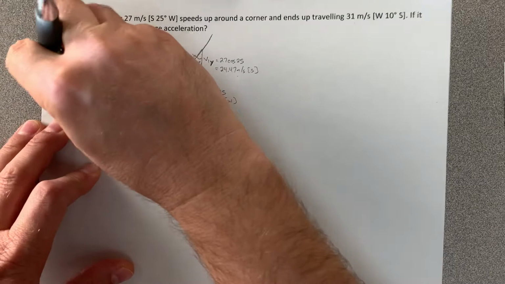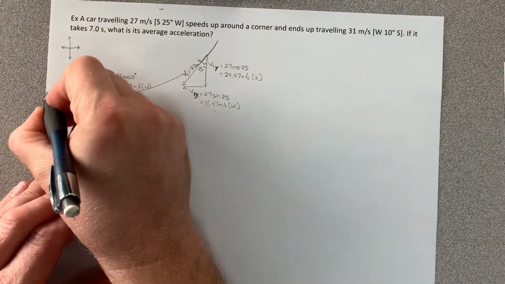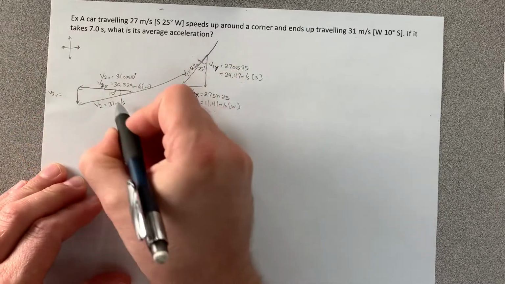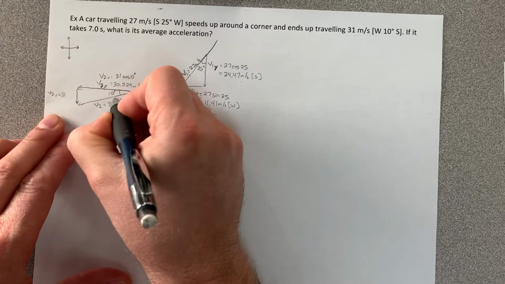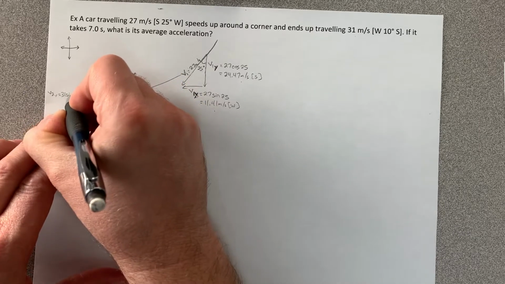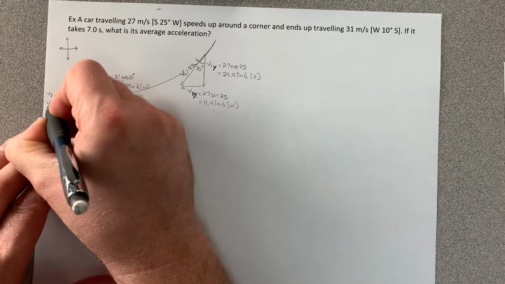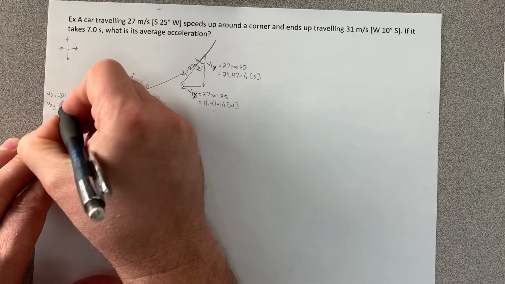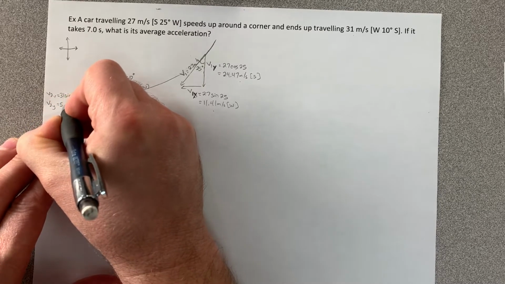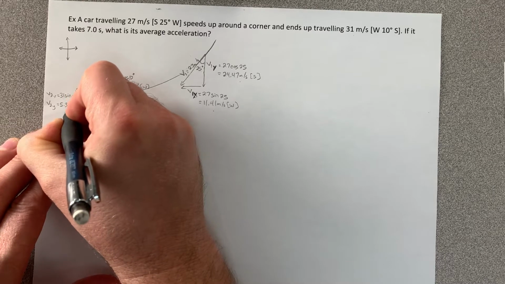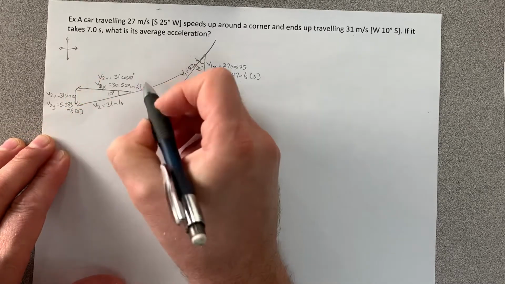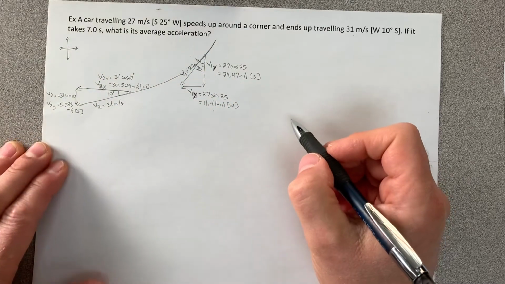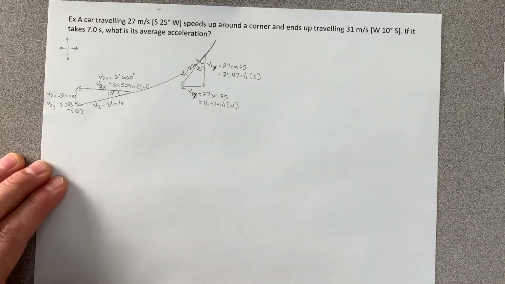V2y would be opposite, so it's sine, so this would be 31 sine 10. V2y is 5.383 meters per second. This is south. That one's west. So we do all of this work just to figure out the components.